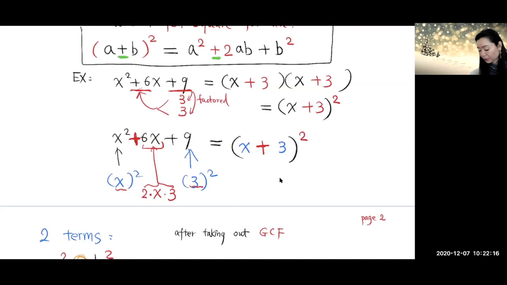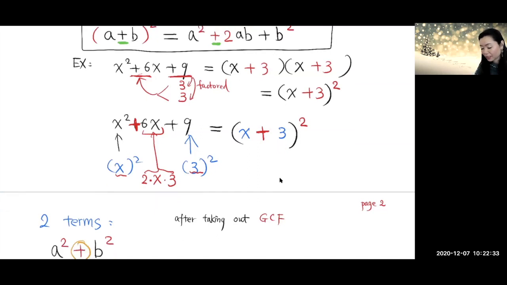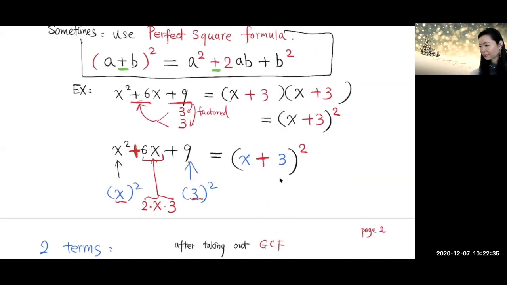It is a perfect square. You take the base over here, and the sign here is addition, so addition, and you take the base over here, which is 3. So it's a perfect square of x plus 3. Okay, so for 3 terms, think about maybe we can use trial and error or perfect square to factor that.